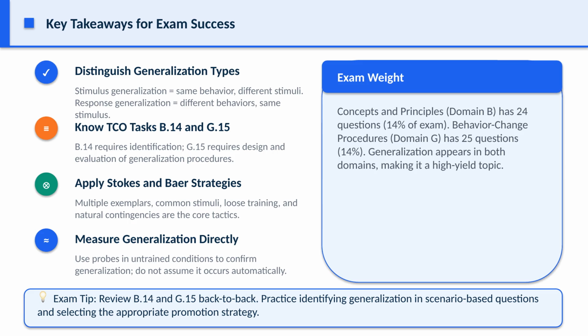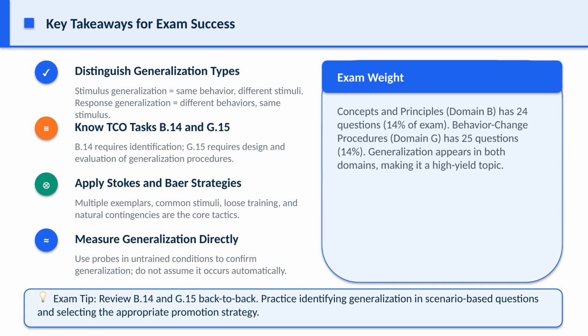To succeed on the BCBA exam, you must clearly distinguish stimulus generalization, the same behavior occurring under different antecedent conditions, from response generalization, where different behaviors emerge in response to the same stimulus. Task list items B.14 and G.15 are critical. B.14 tests your ability to identify these generalization types, while G.15 requires you to design and evaluate procedures that promote generalization. Core strategies from Stokes and Baer, multiple exemplars, common stimuli, loose training, and natural contingencies are your go-to tactics for exam scenarios.